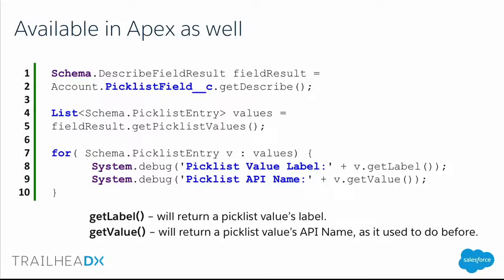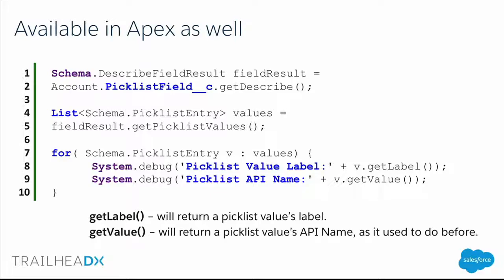So if any of you write Apex code, you can now access the picklist label and picklist API name through Apex. In my example, I'm simply iterating through all of the picklist values in my picklist field, and I'm printing out a label, and I use getLabel. It's a new function for that, and I use getValue to retrieve the API name.